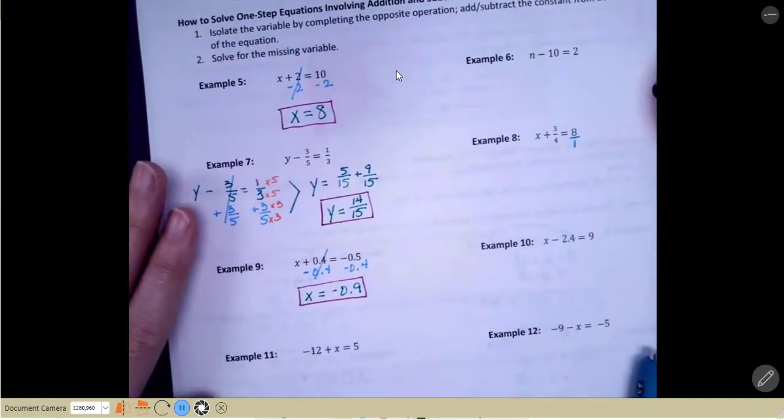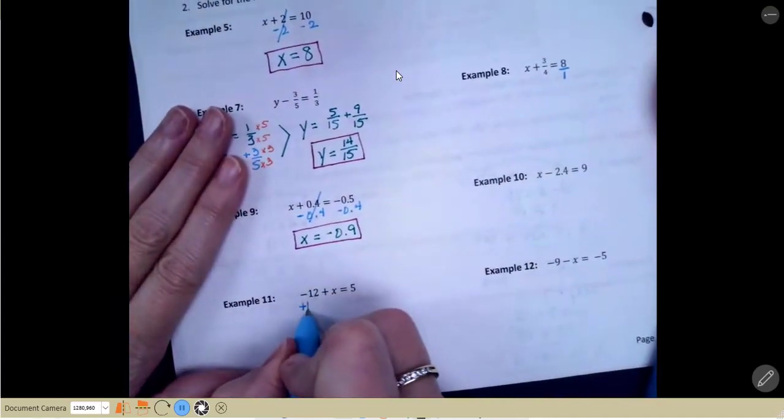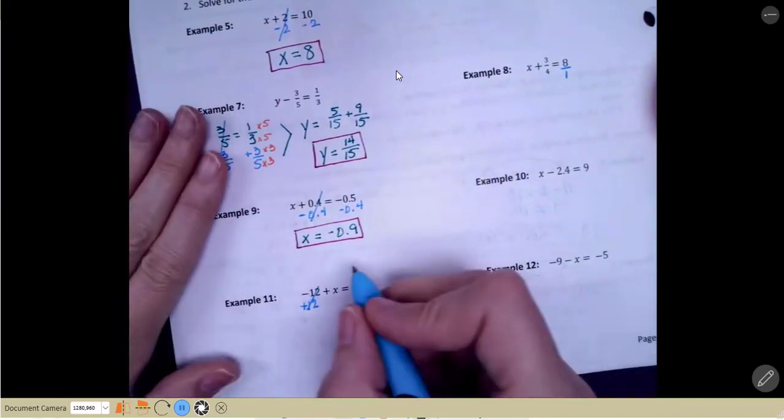All right. This next one, notice the x is not first, but the process still is the same. 12 is negative. So we have to do the inverse of that, and we have to add 12 to both sides. Okay. We always look at the sign in front of the number, and we do the opposite of that.